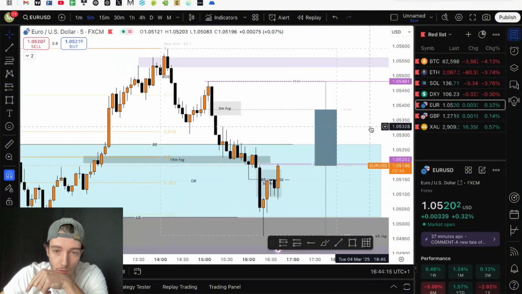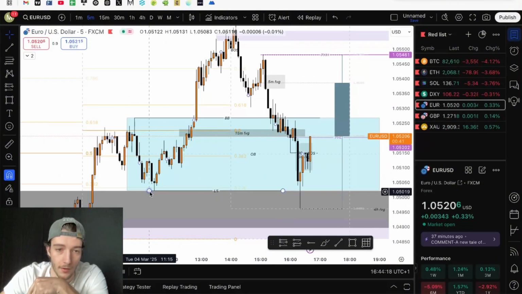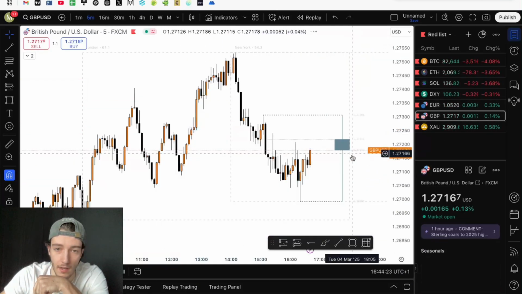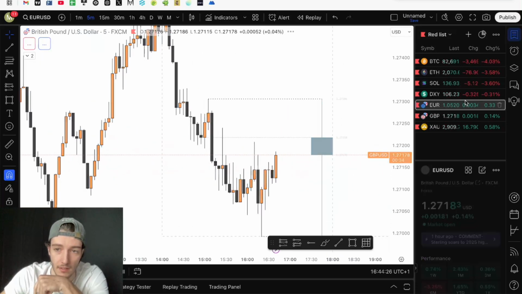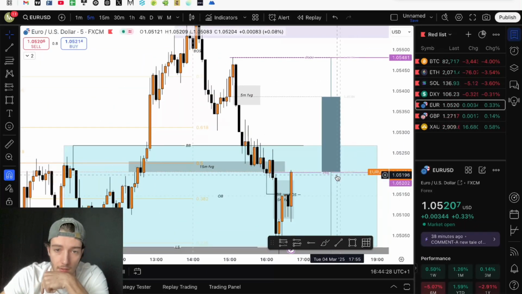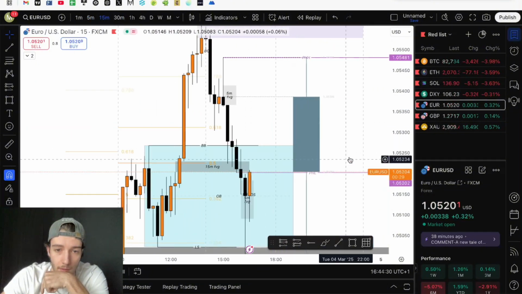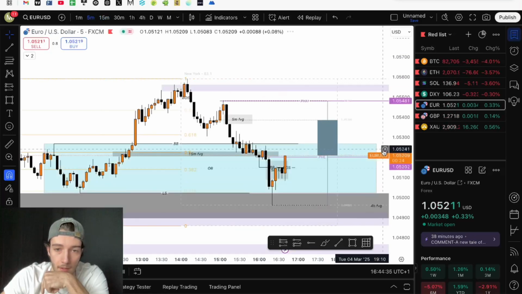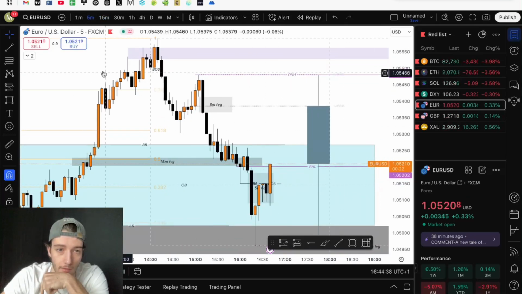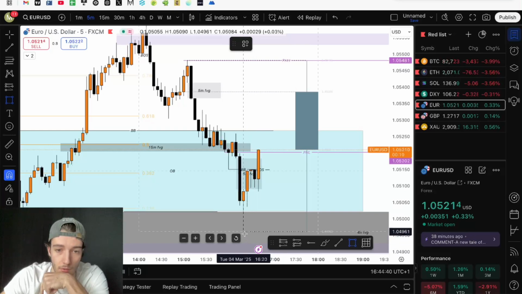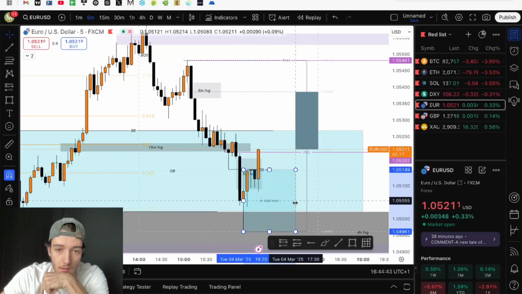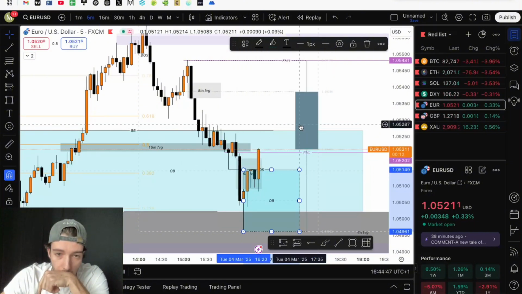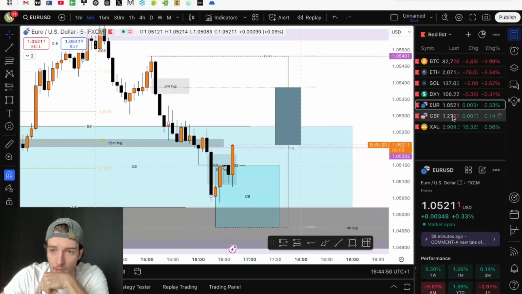Same thing on euro. Tapped into this 4 hour fair gap, liquidity sweep inside this high time frame order block, and now breaking structure to the upside nicely. Very nice to see price do that. Long wick into this 4 hour fair gap. So I'm just gonna wait for a tap back into this order block here, and then I can start longing.